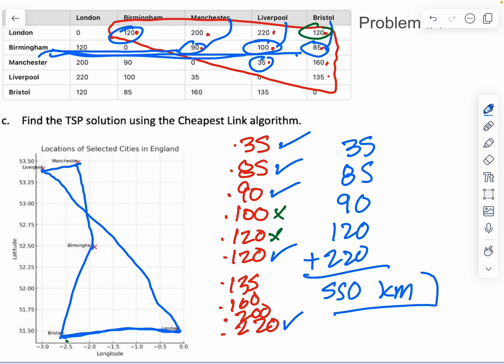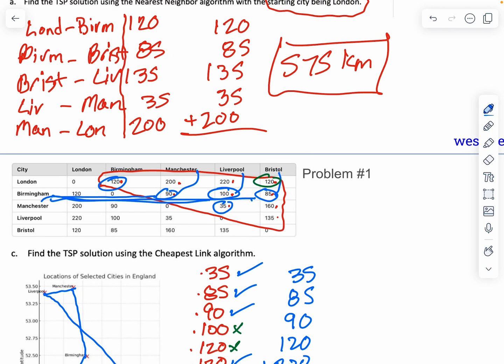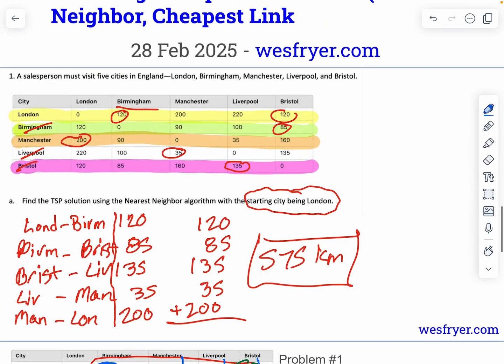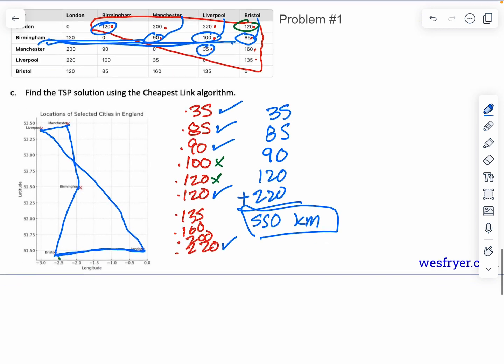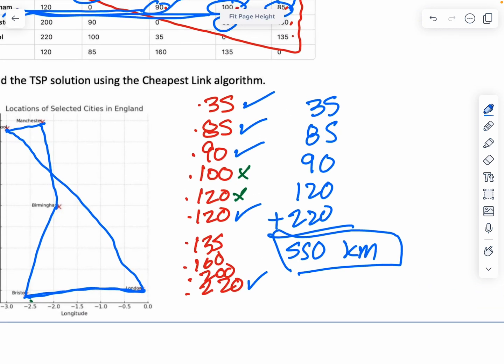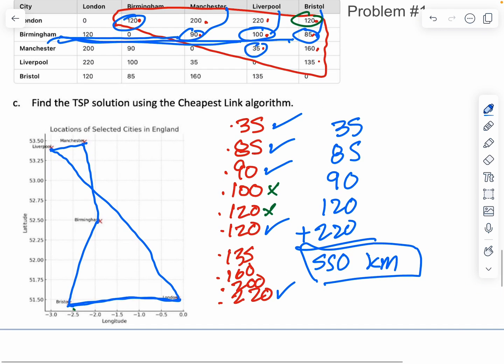That is the answer. Now, notice that there's a discrepancy between answers. When I used nearest neighbor, I got 575, but that's fine. When I used cheapest link, I got 550. These algorithms estimate what the optimized path is going to be, and different algorithms are going to result in different estimates, and that's fine, and that's what we expect.